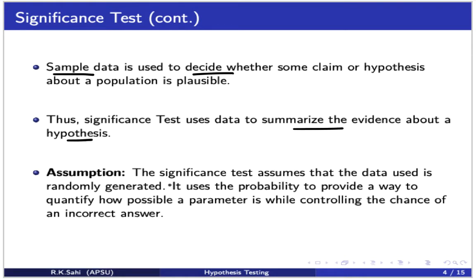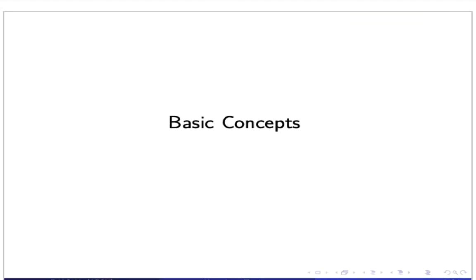One of the biggest assumptions is that the sample data we are using is randomly generated, and it uses probability to provide a way to quantify how possible a parameter value is, while controlling the chance of an incorrect answer. Now, before we start applying it to some hypothesis, we need to have some basic concepts under our belt. So, as I said, we're going to look at some basic concepts. Let's start with them.